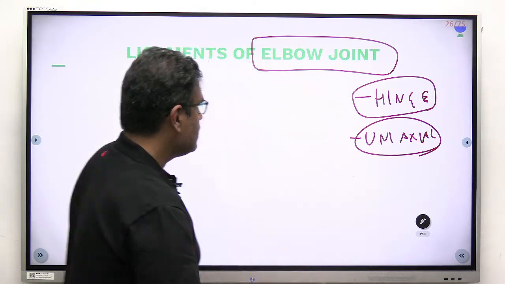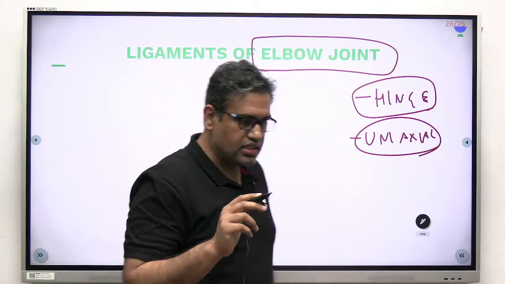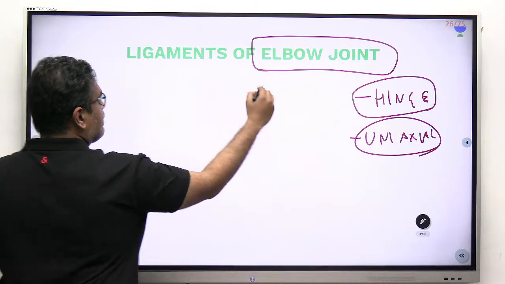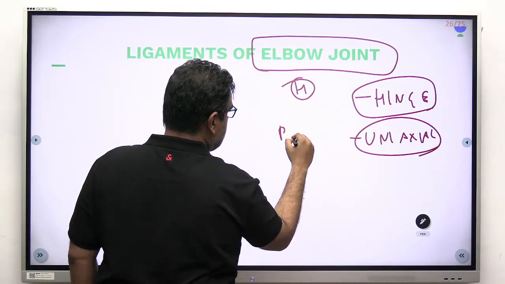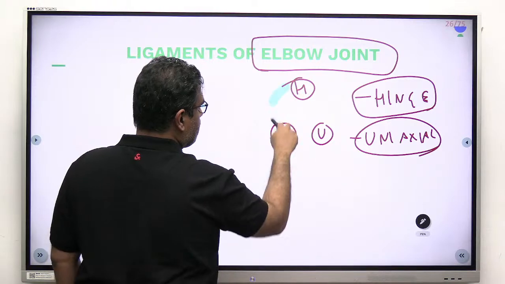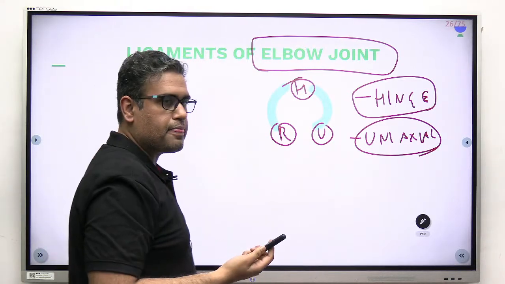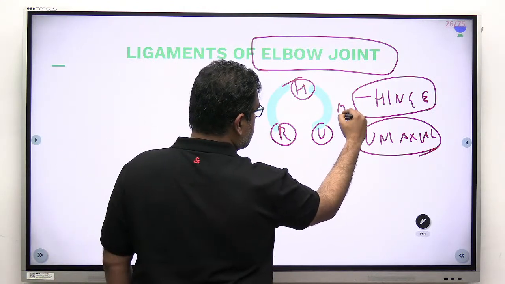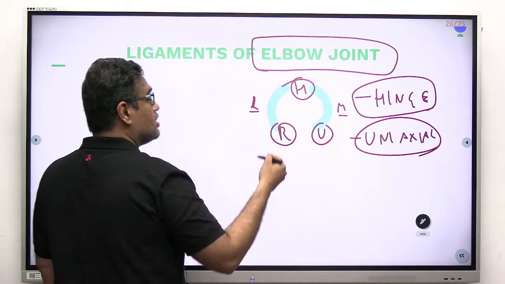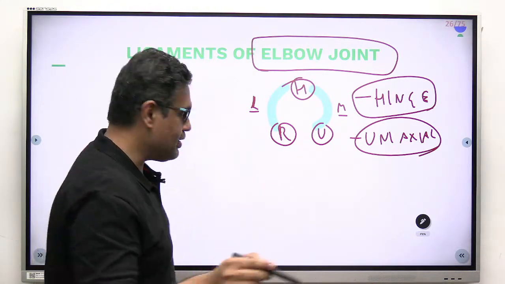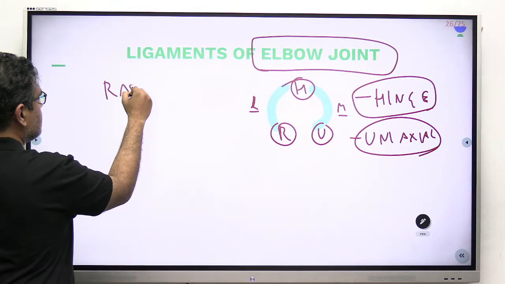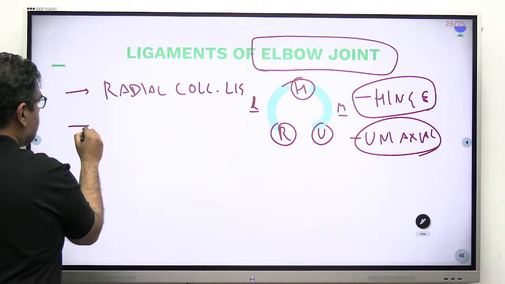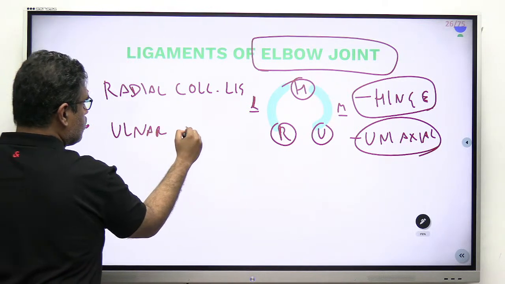So my point was, in the hinge joints, we have collateral ligaments. So in the elbow also, you'll have collateral ligaments. We have the humerus above, and radius and ulna below. So we have a couple of collateral ligaments like this, as simple as that. Radius is obviously lateral, so it's the lateral collateral, ulna is medial, so medial collateral. You can call it the lateral collateral or radial collateral. Better call it the radial collateral, as otherwise it causes confusion. Radial collateral ligament, number one, and number two is the ulnar collateral ligament.